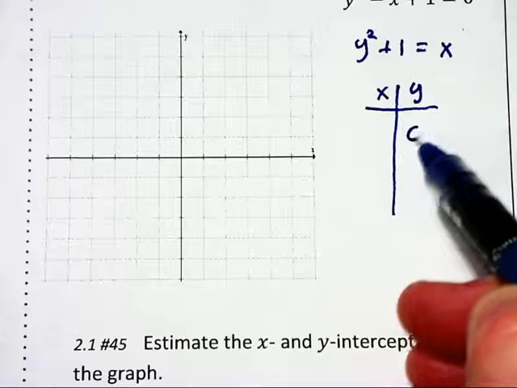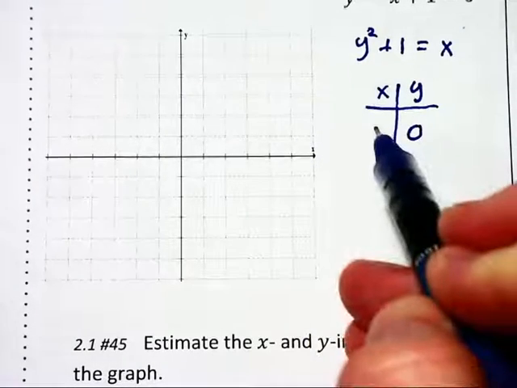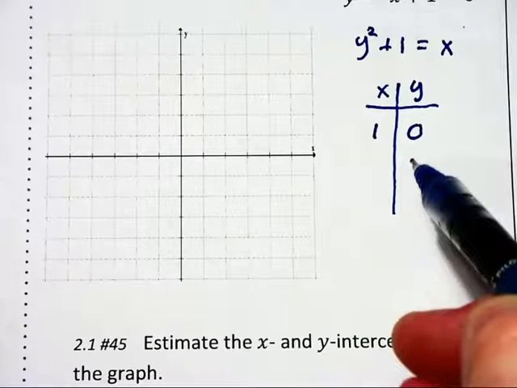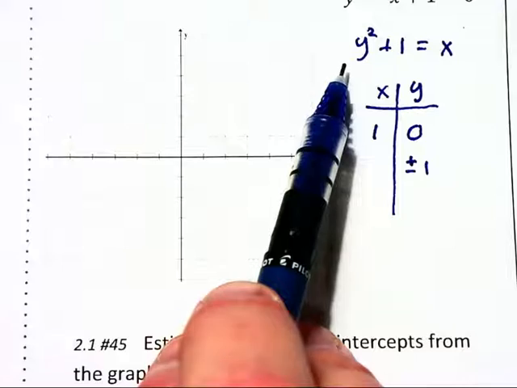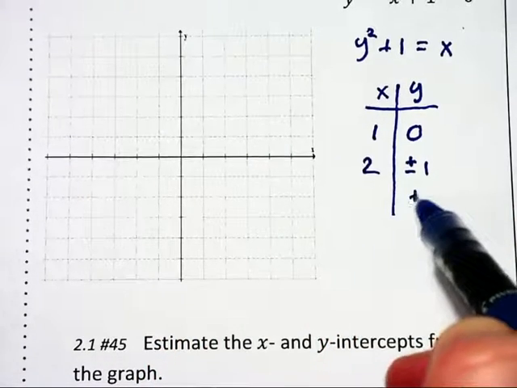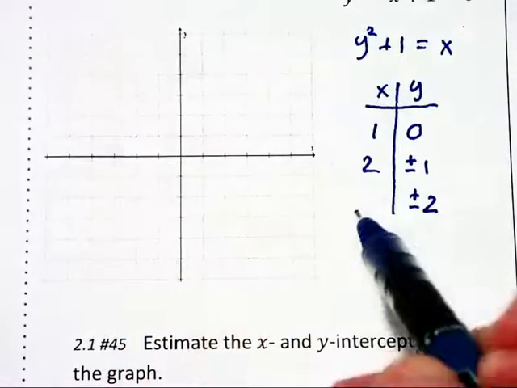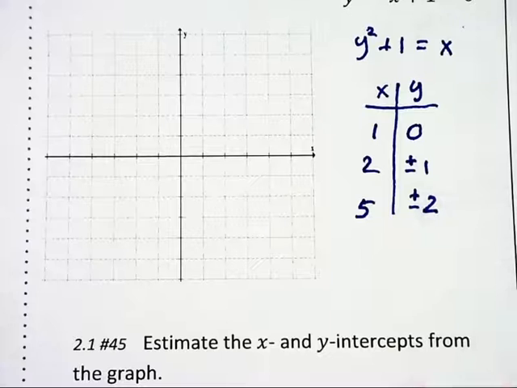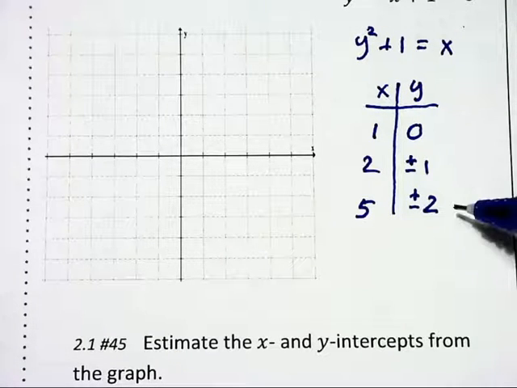So if I let y be 0, we get 0 squared plus 1, which is 1 for x. And if y is either plus or minus 1, both of them when squared make 1, plus 1 makes 2. And both plus or minus 2 when squared makes 4, plus 1 gives us 5. And so we've just in a compact way actually found 5 points.